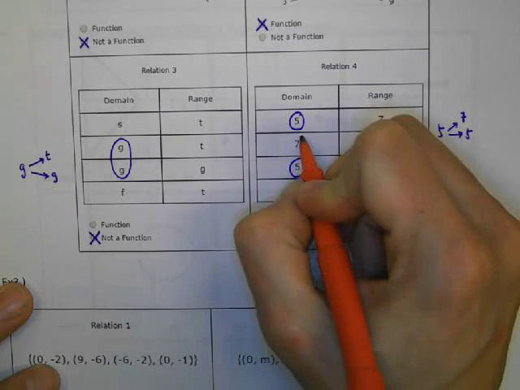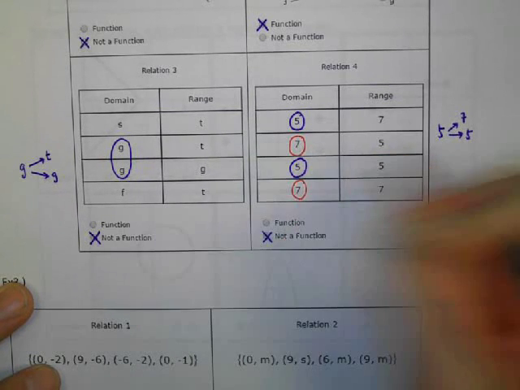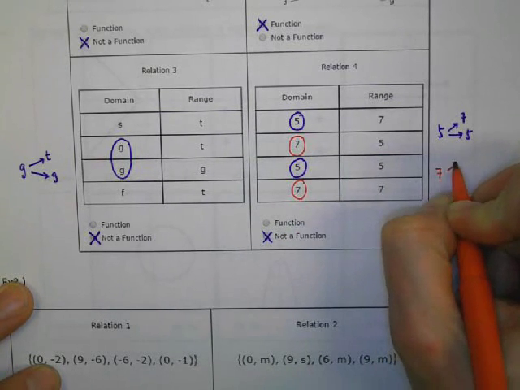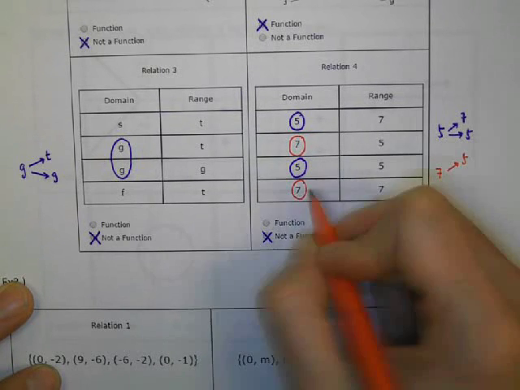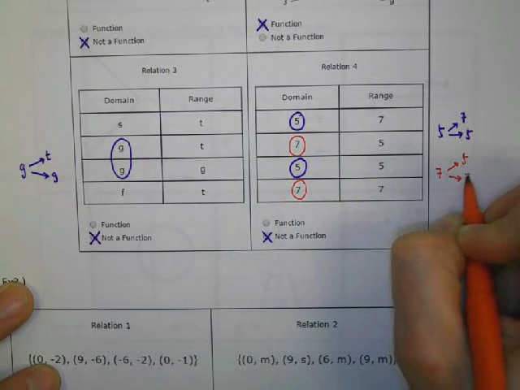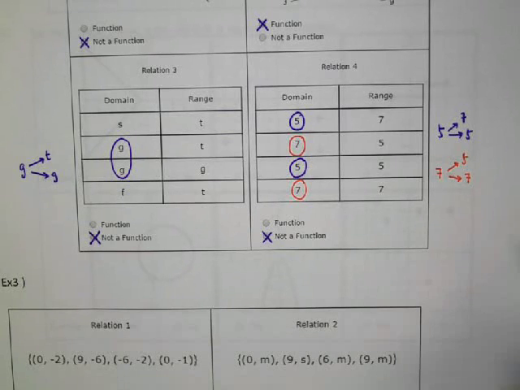But what I also happen to notice is the same thing happens with 7 here. I have 7 is matched to a value of 5. It's also matched to a value of 7. So again, because that input has 2 outputs, I cannot be a function.